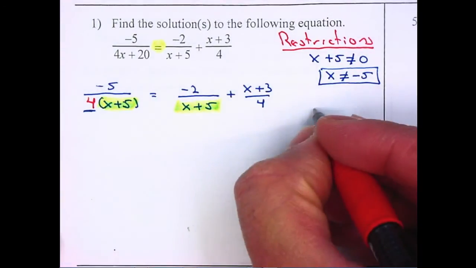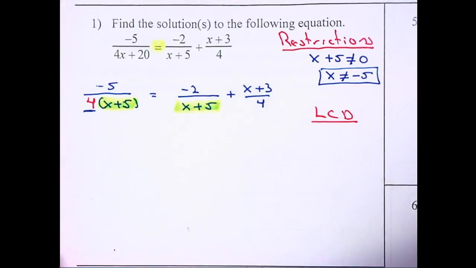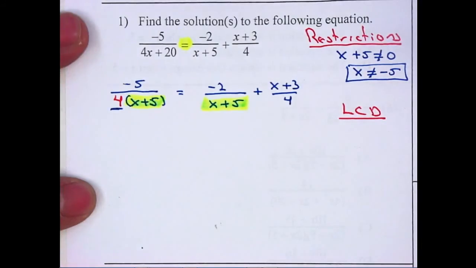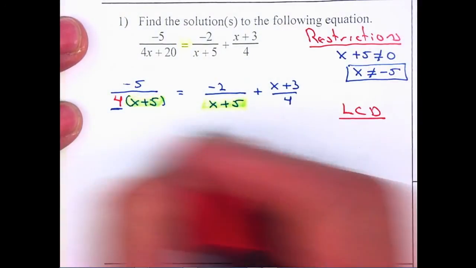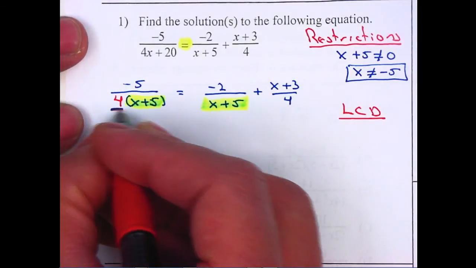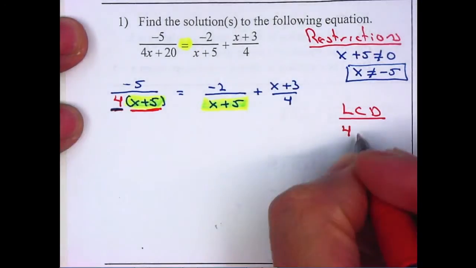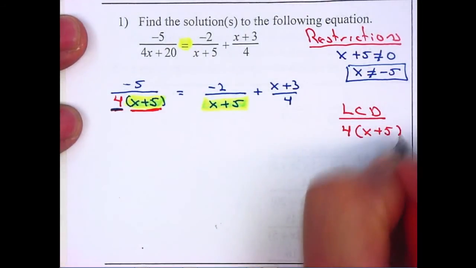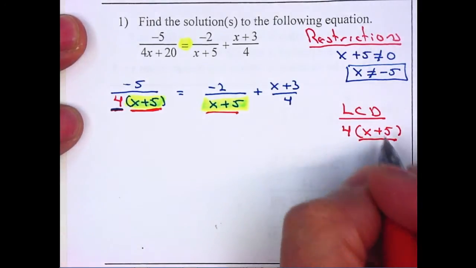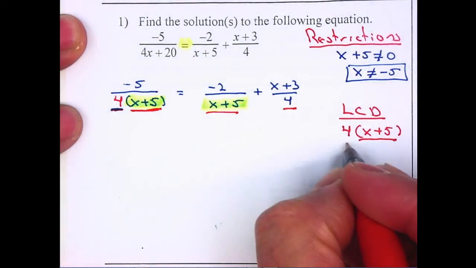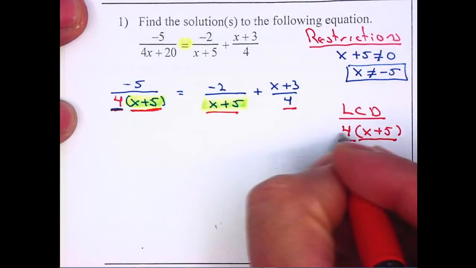Next thing that I need to do is find the LCD. Remember, whenever we have an equation, we want to cancel the denominators, so we want to get rid of the denominators. One way of doing this is by multiplying by the LCD. Let's see, I want to cancel this 4, so my LCD will have to have a 4. I want to cancel this x plus 5, so my LCD will have to have an x plus 5. That will cancel with this x plus 5. I want to cancel this denominator, which is a 4. That will cancel with the 4. Therefore, my LCD will be 4 times x plus 5.